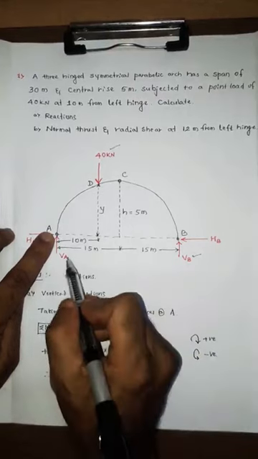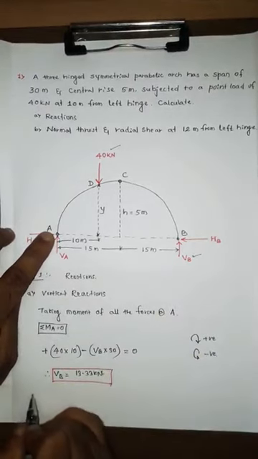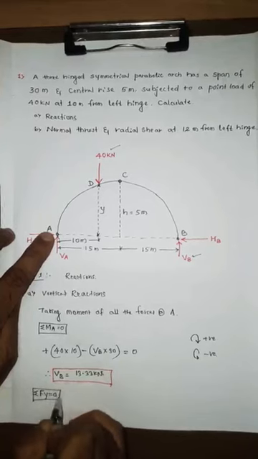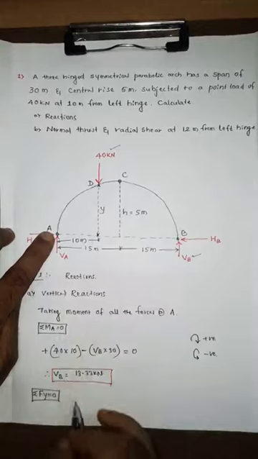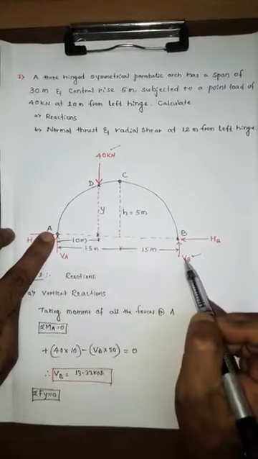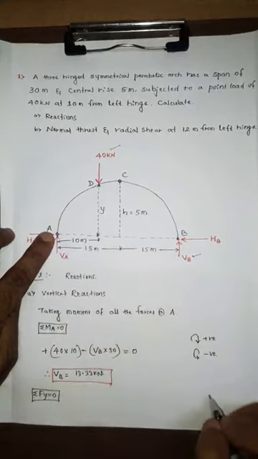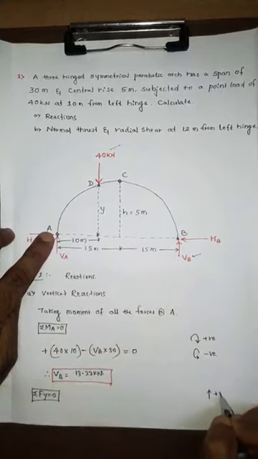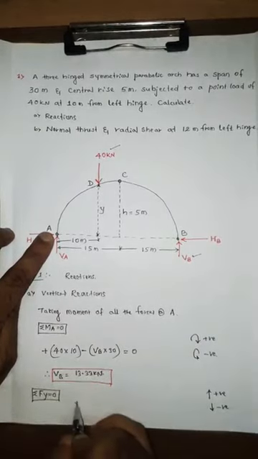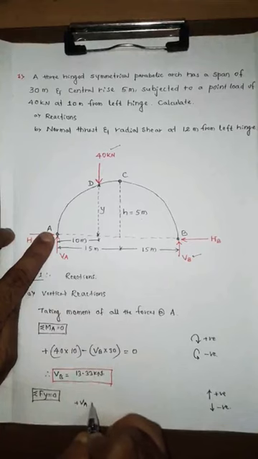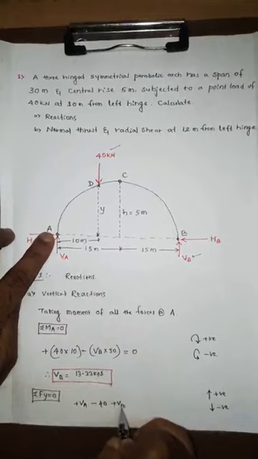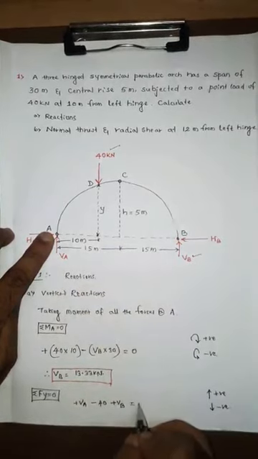Now let us find out reaction VA. Now we're going to use another equilibrium equation, that is summation Fy is equal to 0. So summation of all the forces will be equal to 0. So how many vertical forces? 1, 2 and 3. So again for sign convention, if the load is upward it is positive, if the load is downward it is negative. So now VA is positive, that is plus VA, minus 40, then plus VB. So this is equal to 0.